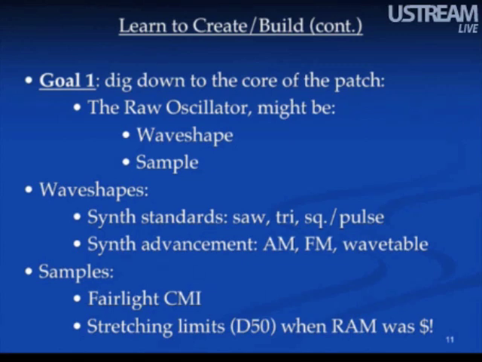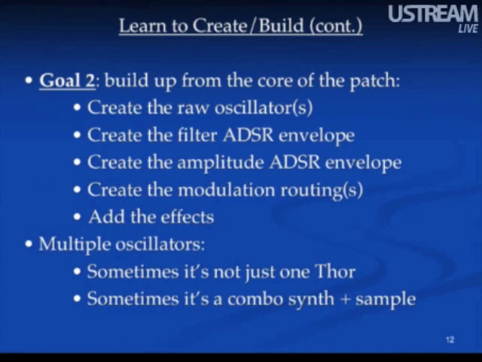So, yeah, digging down to the raw oscillator. Somehow, mentally, you have to be able to strip away all that stuff and get down to just the raw oscillator. And then goal 2, you build up from there. So you find, pick, and create that raw oscillator. Then you create the filter ADSR envelope and the amplitude ADSR envelope. Create the modulation routings if you need to. Add effects. And that's that cloudy area.